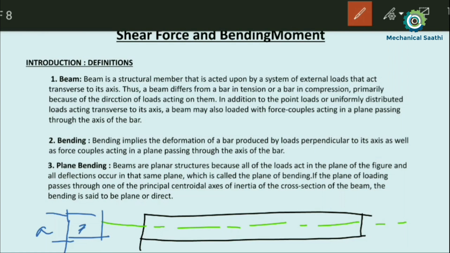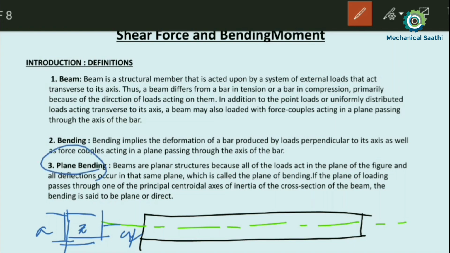The center point I can locate: from the horizontal line we have to go up by a by 2, and from this vertical line we have to go to the right side by a by 2 also. By moving this we can find this center point, and the axis will be passing through this center point only. So what is plane bending? If we apply some amount of loads, some amount of forces, and if the line of action of those loads passes through the axis of our beam, then whatever bending is caused by those loads is known as plane bending.